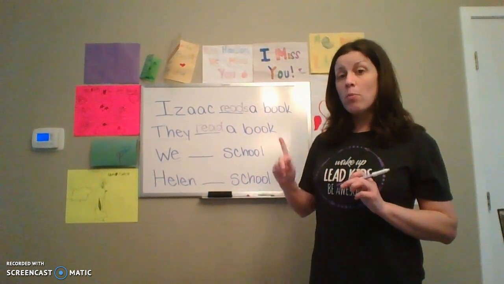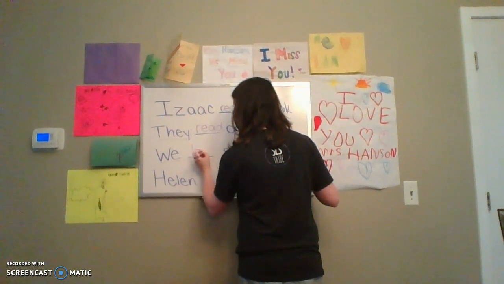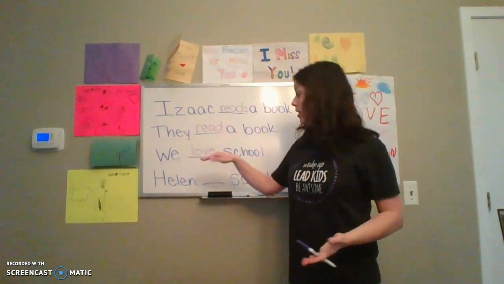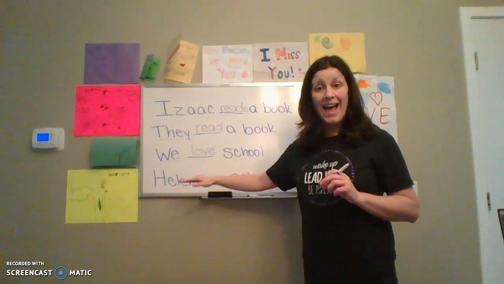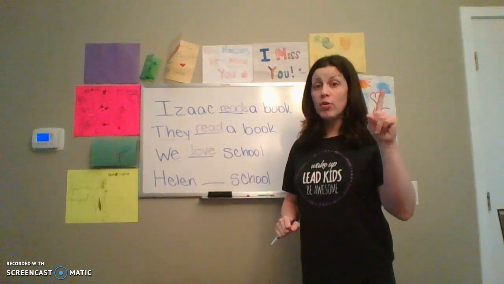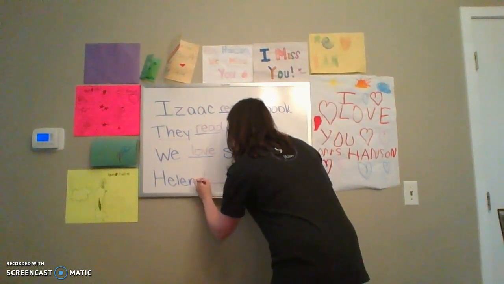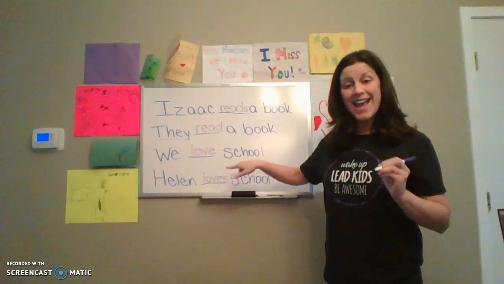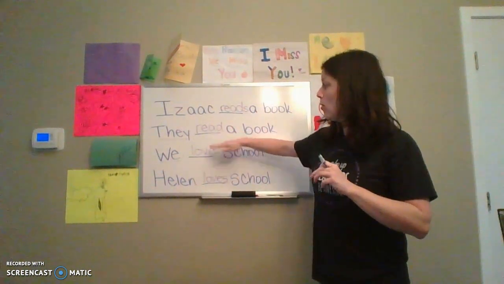So with our word love, would we keep it as love, or would we add an S? More than one, no S. So we are going to say we love school. Now, with the same verb, love, what would we do with one person? Helen blank school. Would we say Helen loves school? Or do we add the S because it's one person? Remember, one person, we add the S. So we are going to say Helen loves school. So we have our S added on there because Helen is one person. Add the S for one person. More than one person, no S.